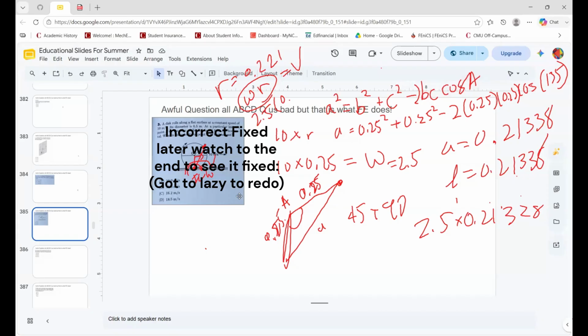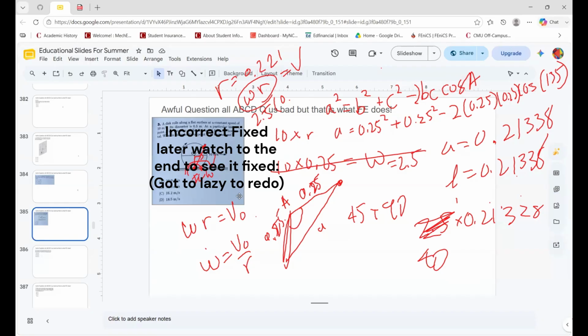That's wrong. Did I get omega wrong? Maybe I did. Is omega R equal V, right? And omega equal V divided by R. Oh, you're right. I got that one wrong. So it's 10 divided by whatever R is, which is 0.25. My apologies on that one. It's 40. 40 multiplied by 0.21 equals about 8 point.